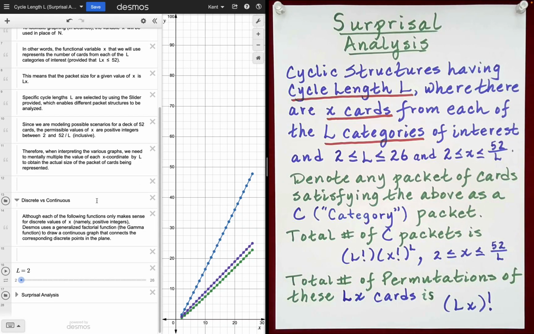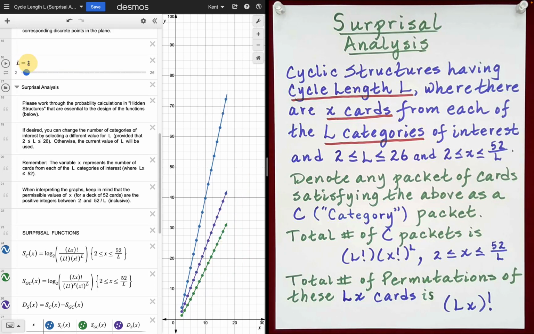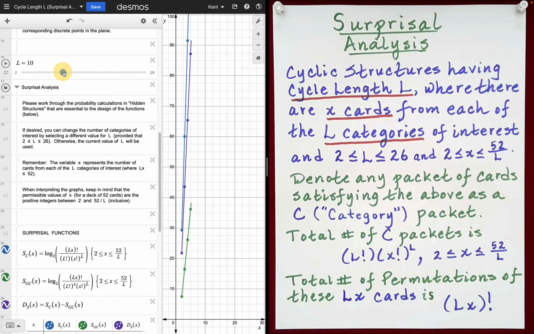Although each of the following functions only makes sense for discrete values of x, namely positive integers, Desmos uses a generalized factorial function, the gamma function, to draw a continuous graph that connects the corresponding discrete points in the plane. So as mentioned, here is our slider that will change the cycle length of the packets that we're working with. And as you can tell, it will change the Surprisal value for the corresponding packet that has that cycle length.